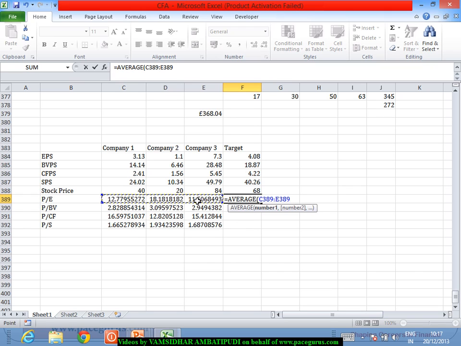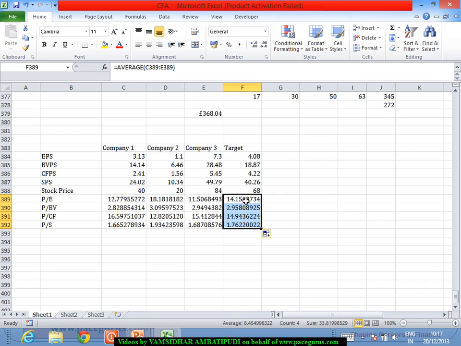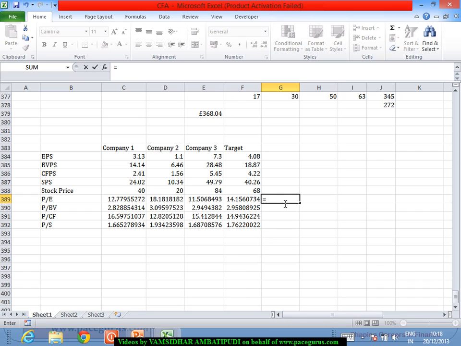So the average whatever I am getting, okay, 14.15 is the average P by E for this particular industry. Average P by BV is around 2.95. Average price to cash flow is somewhere around 14.94, and price to sales is somewhere around this. So I'll take the numbers for the current company, and I'll take the average price to earnings and all of the others. Based on this, I'll compute the various price possibilities of the target.